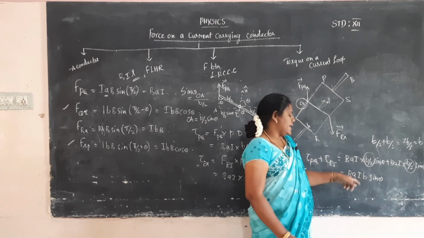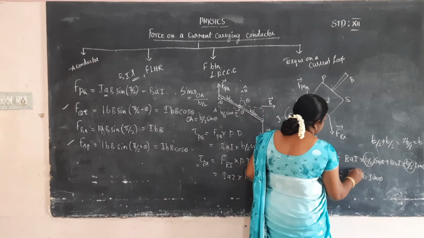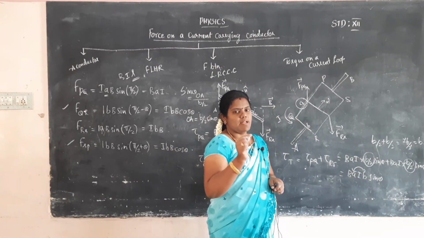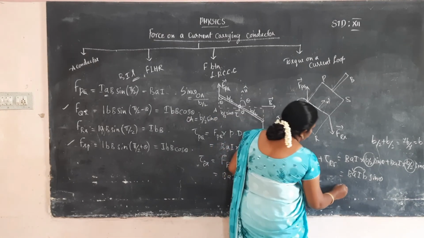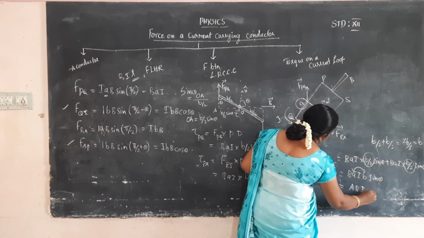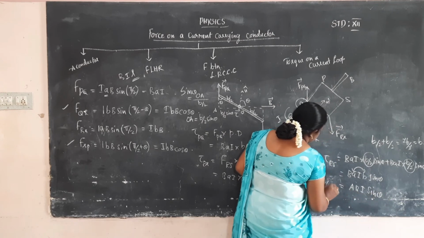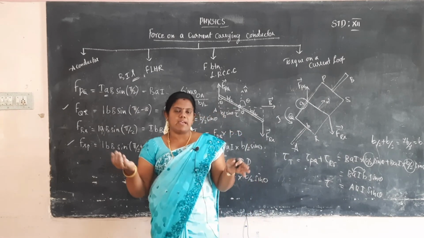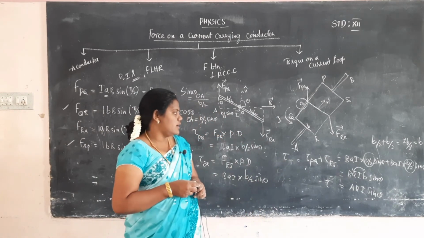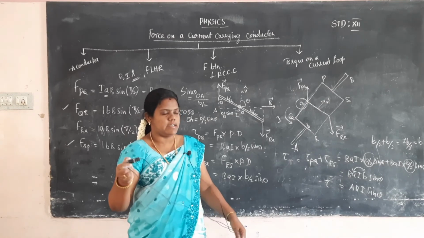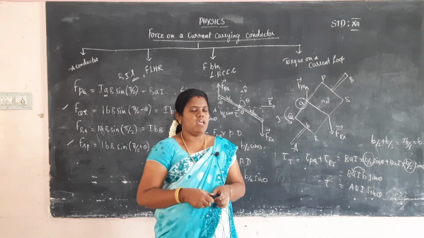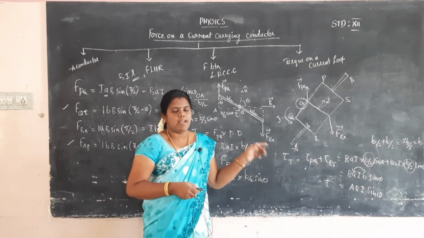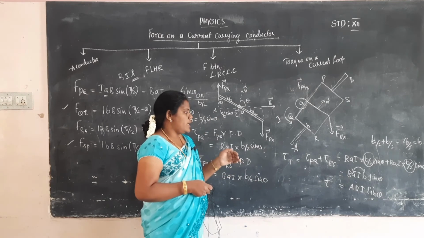So A into b, that is length into breadth, will be considered as area. Area formula is length into breadth. So B A b I sin theta. So this is the torque acting on a rectangular loop in a magnetic field. So when a loop is in a magnetic field, the torque is created. So total torque is equal to A B I sin theta. A is area, B is the magnetic field, I is current, and theta is the angle between the arms.